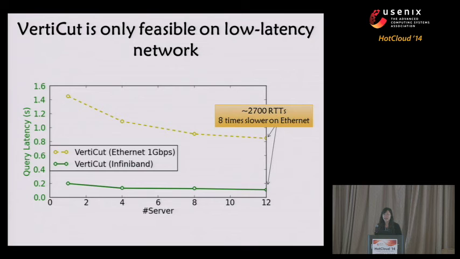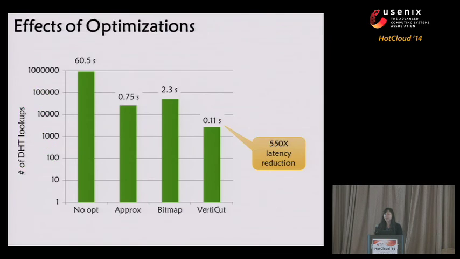However, we need to notice that VertiCut is only feasible on a low latency network. We compared VertiCut on Infiniband and VertiCut on Ethernet. We found that with the same number of lookups, VertiCut on Ethernet is about eight times slower than VertiCut on Infiniband. And this is the result of the effects of optimization.